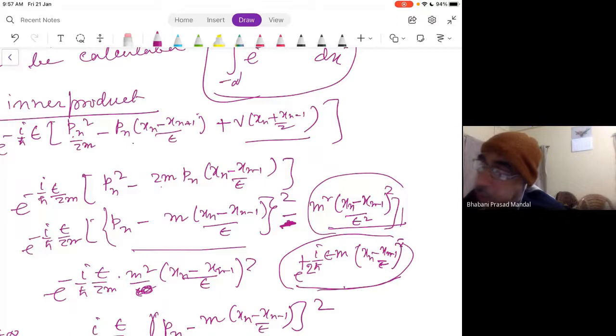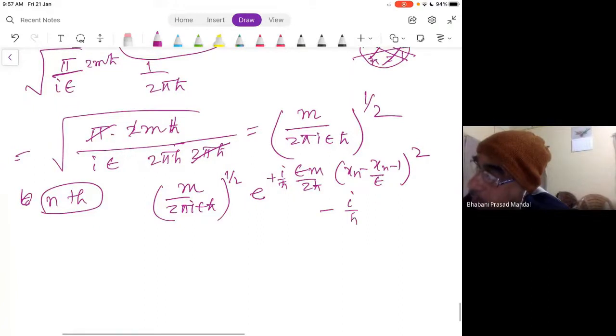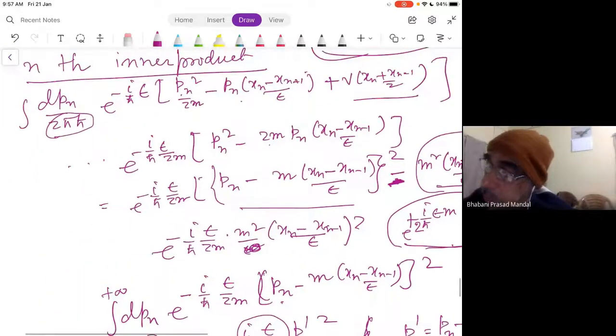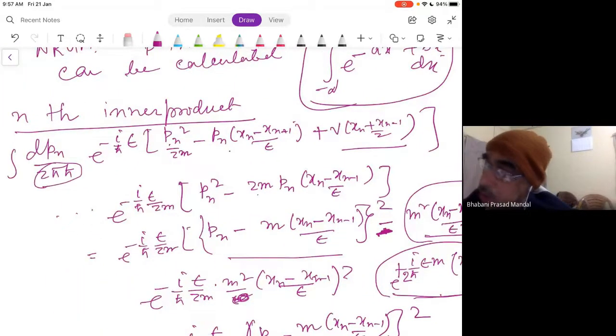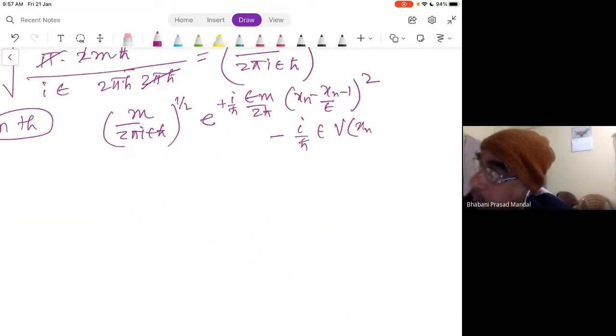with the v term with the minus. So minus i ε, let me write. So minus i ħ ε v, minus i ħ ε v (xn plus x(n-1)) by 2.